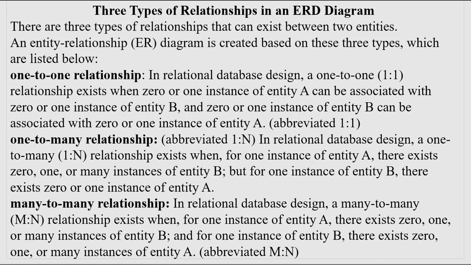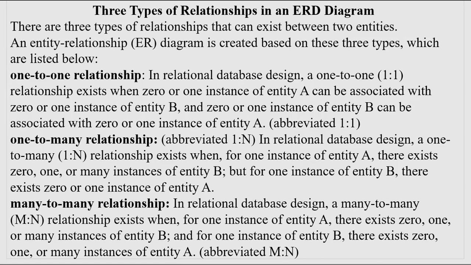In relational database design, a one-to-one relationship exists when 0 or 1 instance of entity A can be associated with 0 or 1 instance of entity B, and 0 or 1 instance of entity B can be associated with 0 or 1 instance of entity A.